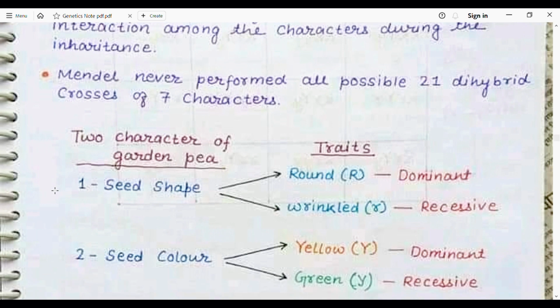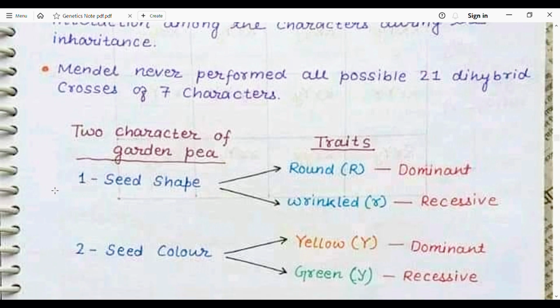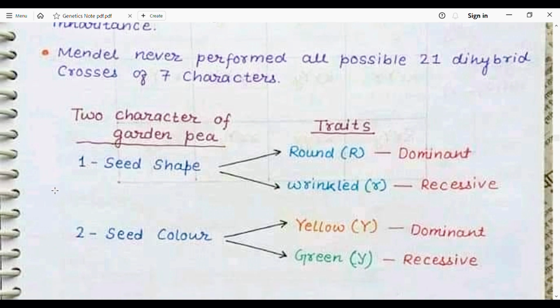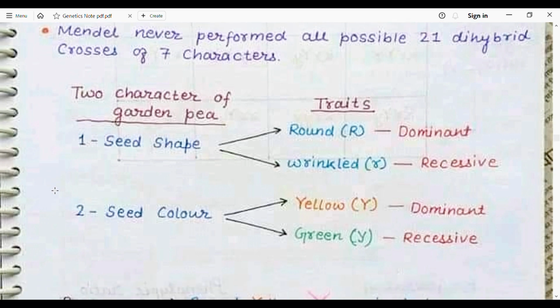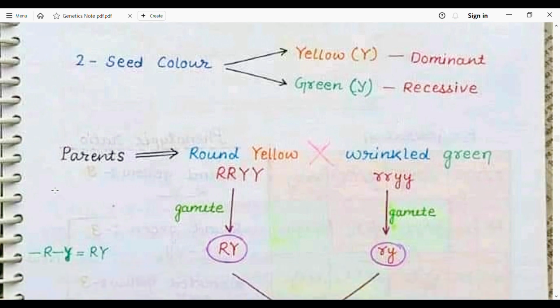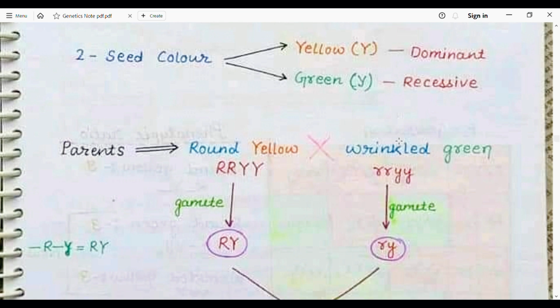The two characters of pea plants studied by Mendel are seed shape, in which round is dominant and wrinkled is recessive, and seed color, in which yellow is dominant over green. So green is recessive and yellow is dominant. The parent round yellow is crossed with wrinkled green. These are the parental phenotypes, while capital RR and capital YY, small rr and small yy are the genotypes of the diploid organisms.